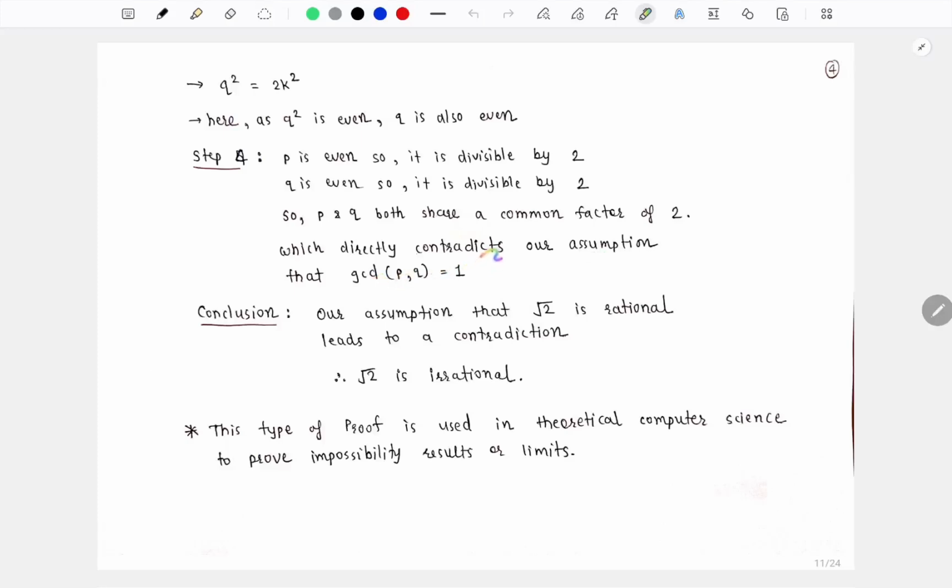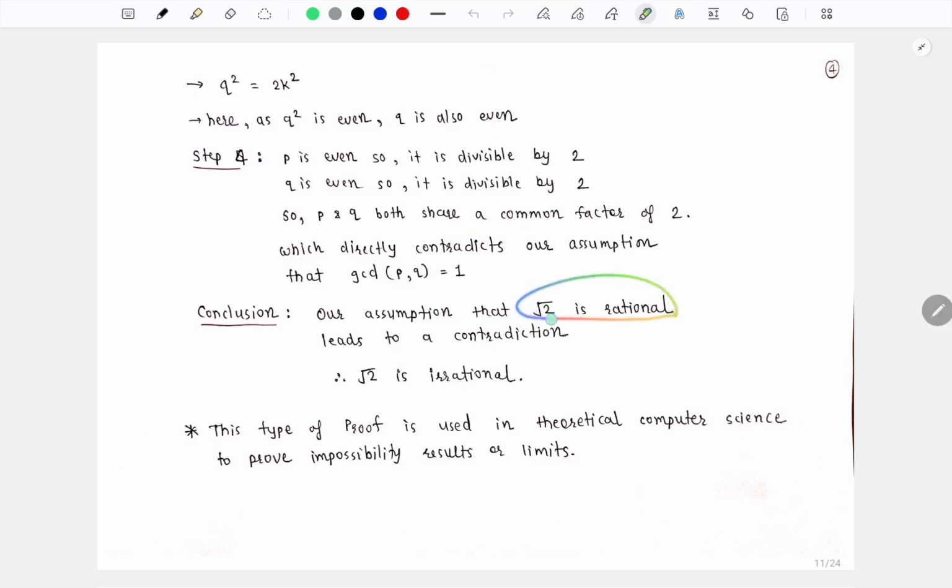So here we have proved that the GCD of p and q is 2, which contradicts our assumption. What was our assumption? GCD of p and q should be 1. So our assumption that root 2 is rational leads to a contradiction. We have assumed that root 2 is rational, which we proved wrong. So the opposite of the given statement must be true.